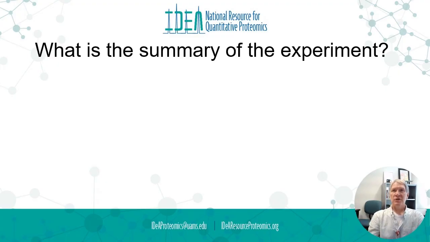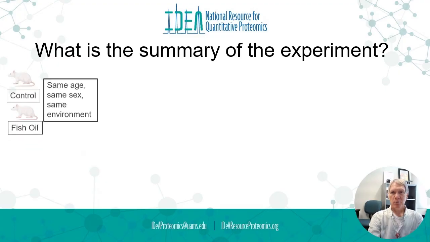Also, there was a picture down in the corner of what an omega-3 fatty acid looks like. And that is really the experiment that we're doing: how that particular fatty acid changes our heart proteome. Well, what's the summary of the experiment?